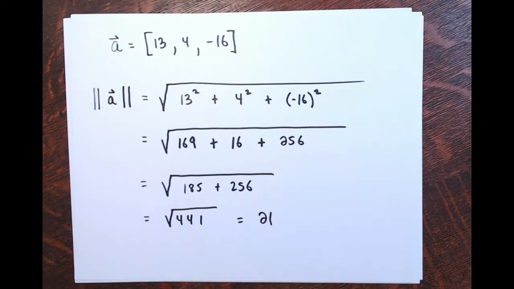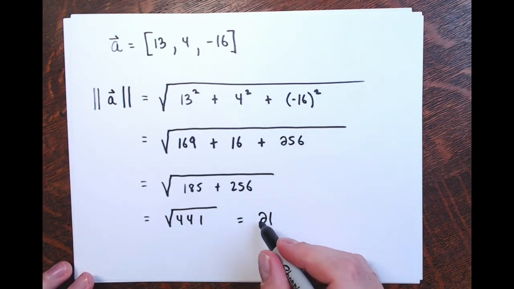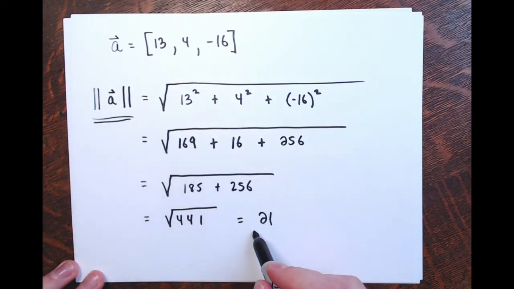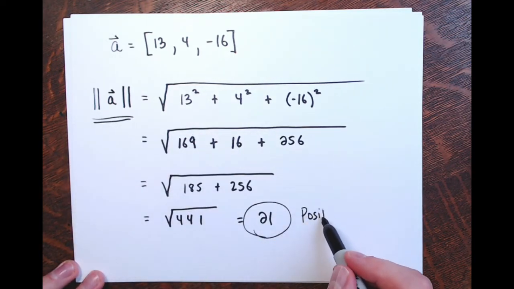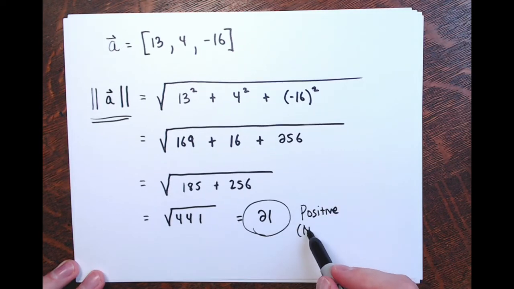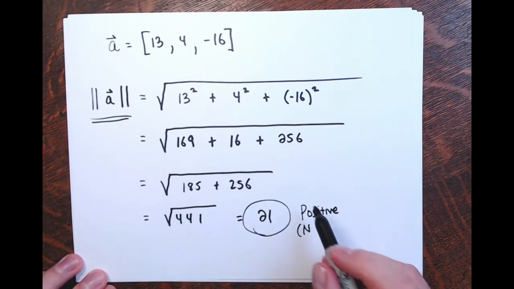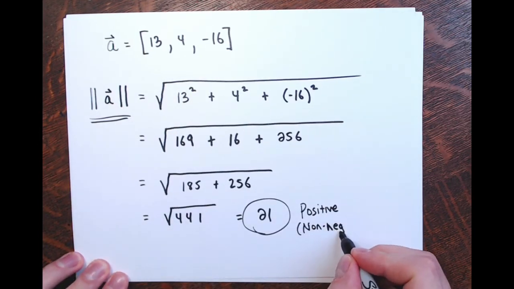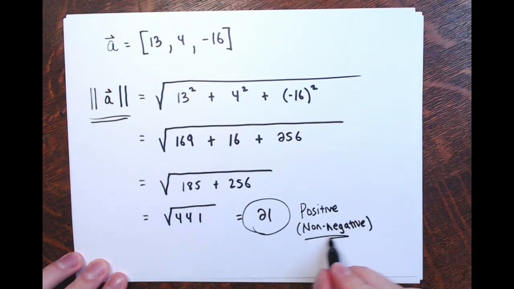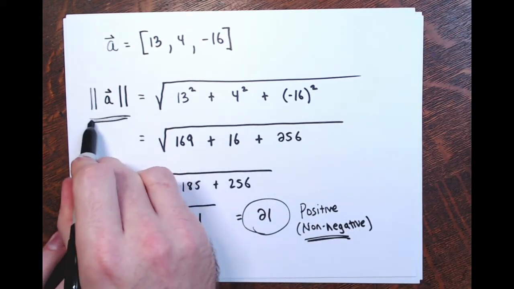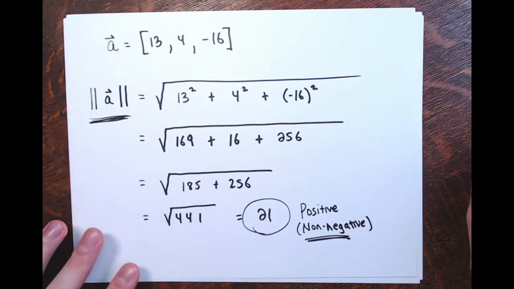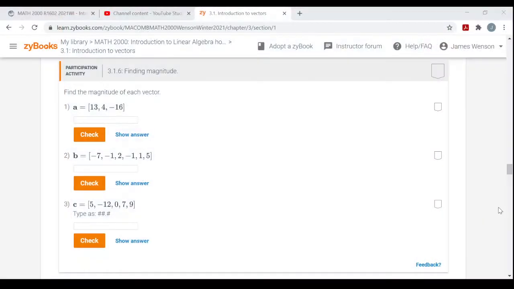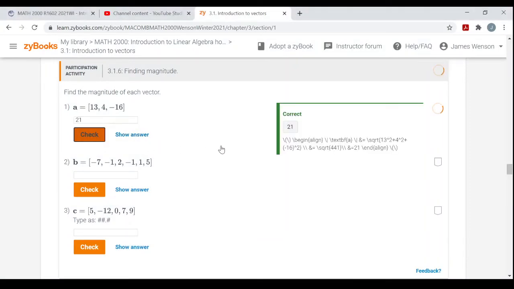21 squared is 441. Now, technically you go plus or minus, but this is a magnitude, a length, so this should be a positive quantity. Well, I should say non-negative, because you can have zero length. If you had the zero vector, if every component was zero, then the magnitude would be zero. But the magnitude of a vector should be a non-negative quantity. So the magnitude of A, or length of A, is 21 units. Back here, you could have entered that into a calculator.